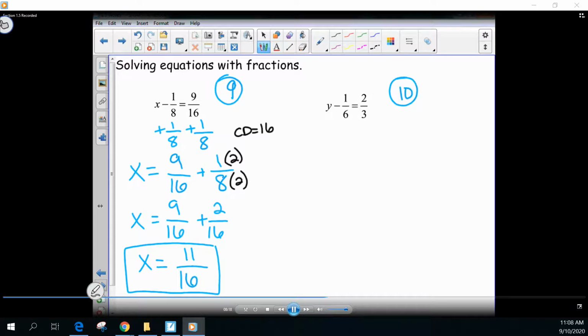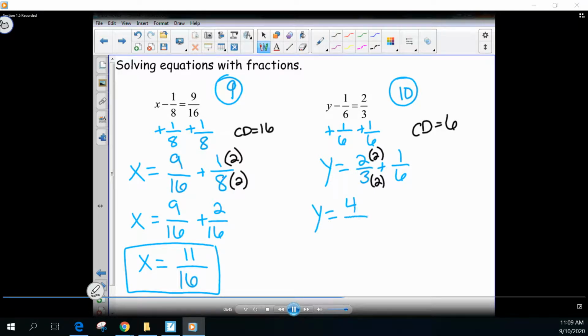Number 10, I need to do the inverse operation. So add 1/6 to both sides. So y equals 2/3 plus 1/6. So my common denominator would be 6, so I need to take 2/3 times 2. So y equals 4/6 plus 1/6. So y would equal 4 plus 1 is 5, 5/6 would be my final answer.